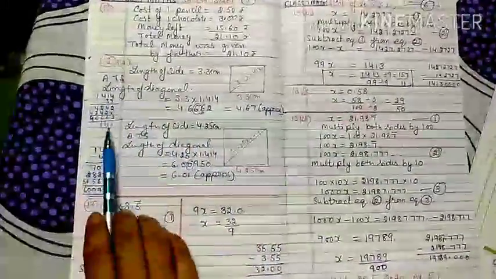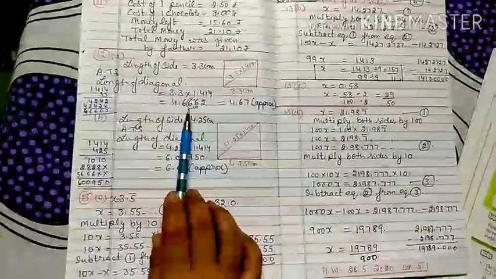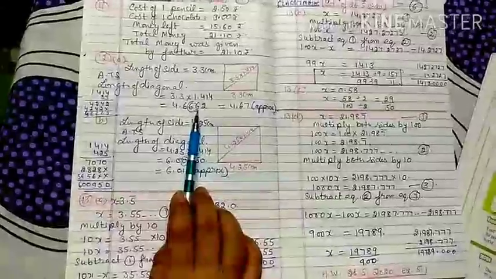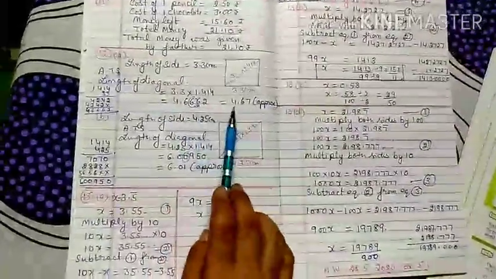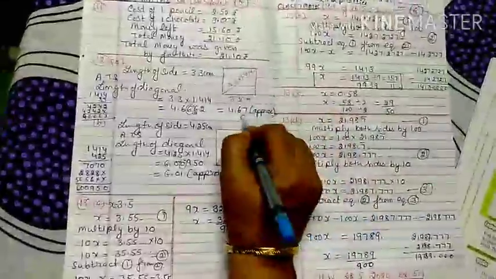When you multiply this, that gives you 4.6662. Now if you round off to 2 decimal places, you have to round up to this. The next digit is more than 5, so 1 will be added. So 4.67 approximate is the length of the diagonal in centimeter.